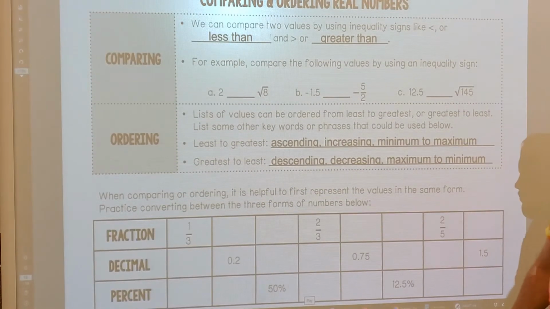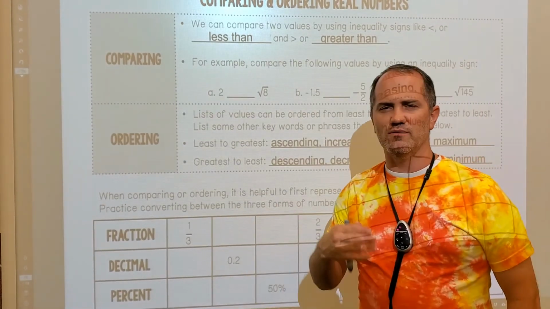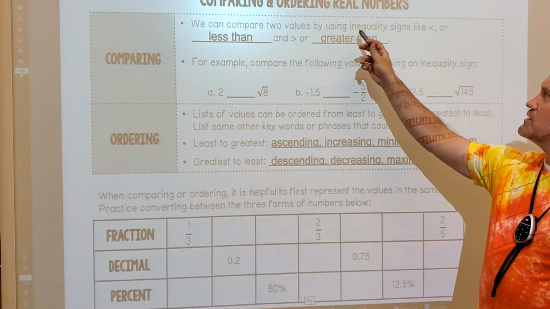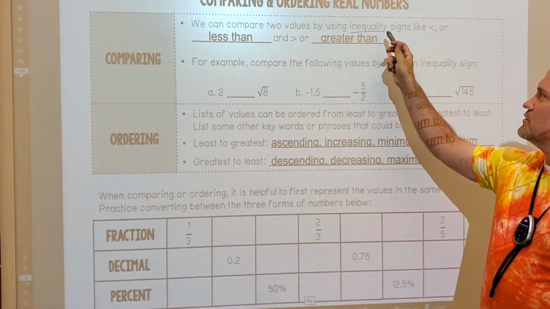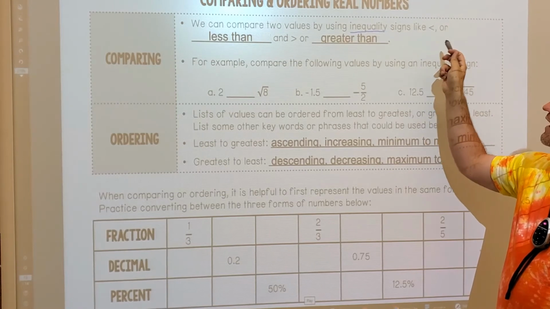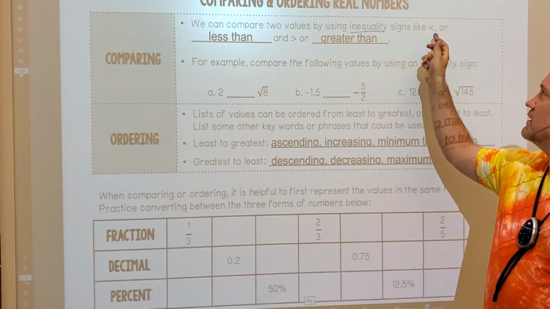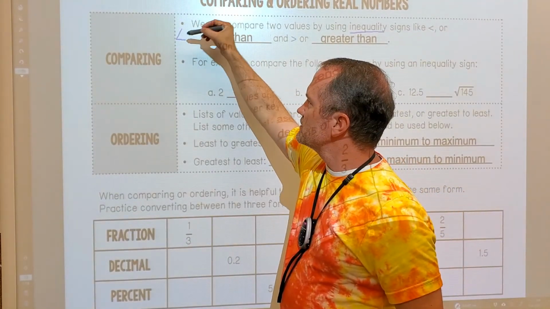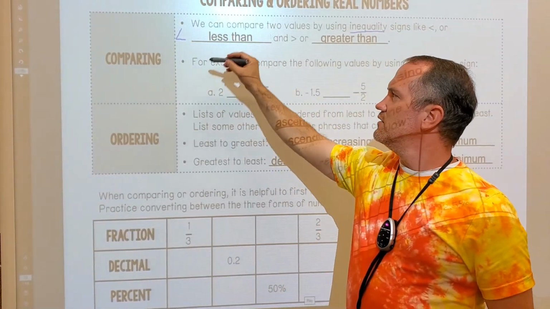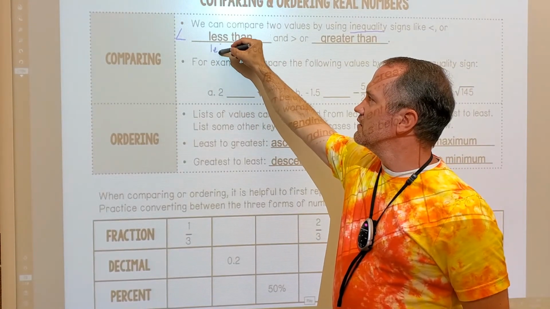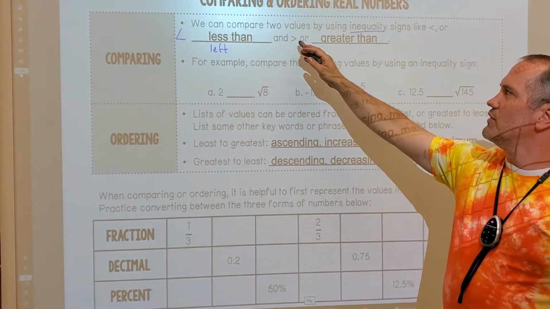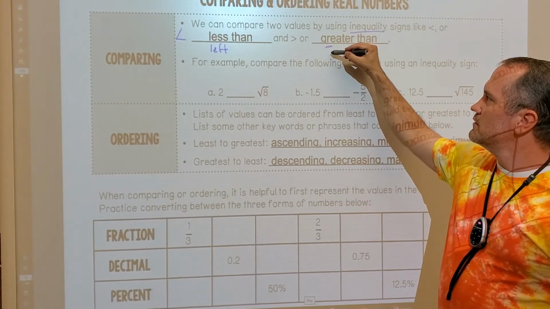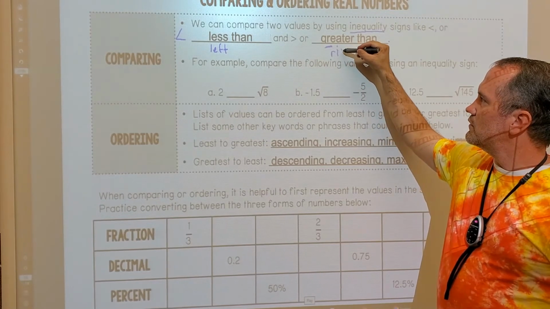Comparing and ordering real numbers. Now we're looking at putting them from least to greatest, greatest to least, all that stuff. Okay, some of this is already filled out. We compare values by using the inequality signs. Not equal signs, but inequality, like the little arrow pointing left or the arrow pointing to the right. I think of the less than sign as almost like an L for less than, but it's also pointing left. And the greater than sign is pointing to the right.